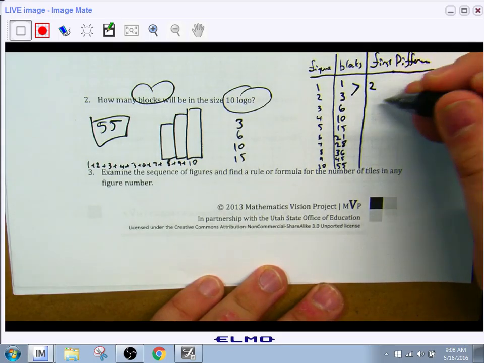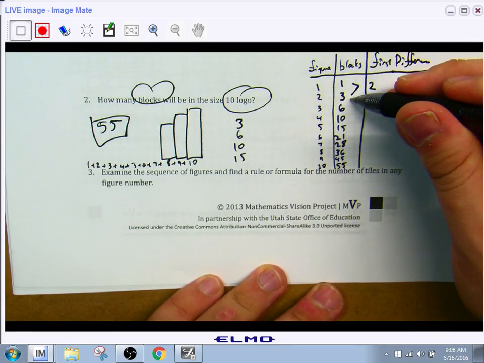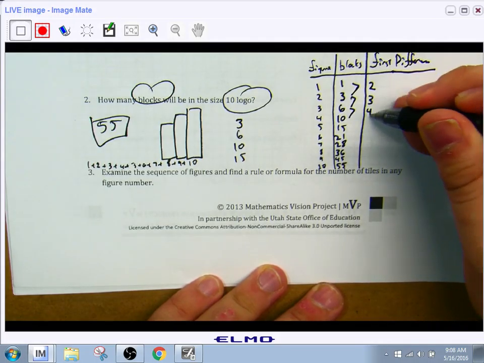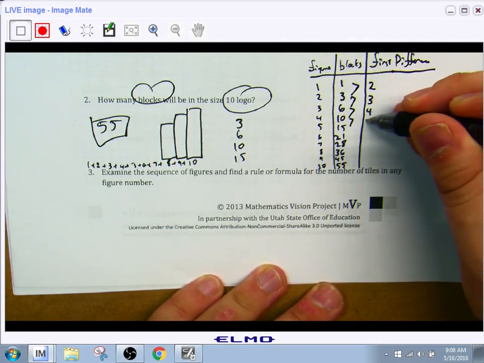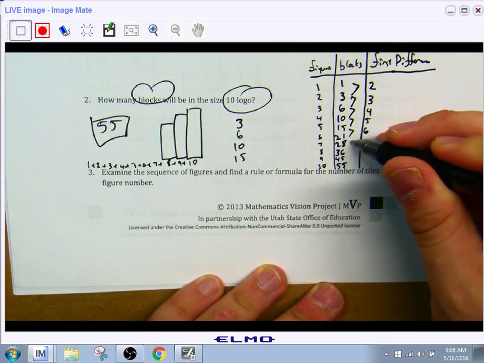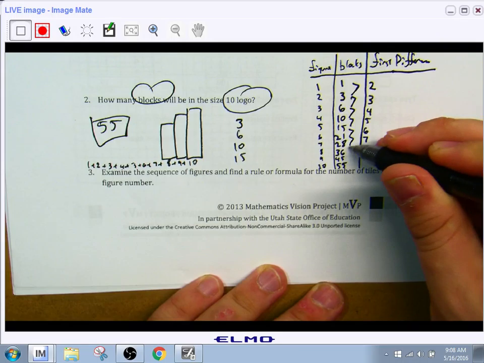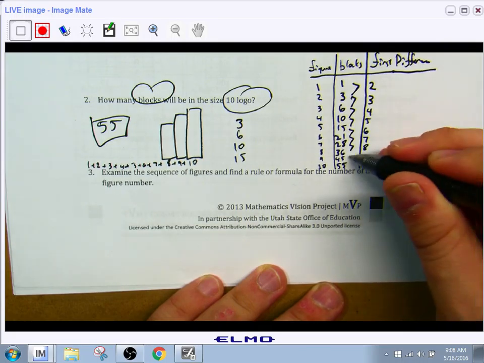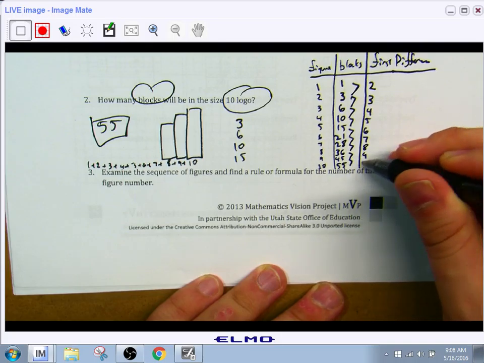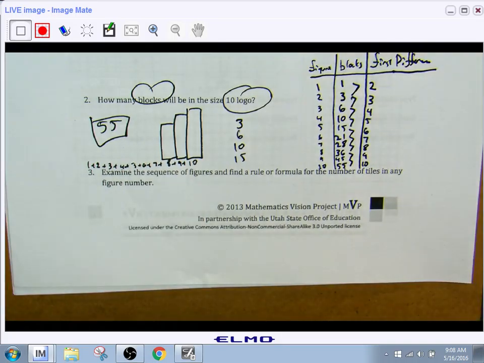2. Okay. What's the difference between 3 and 6? 3. 6 and 10? 5. And we begin to actually see a pattern in our differences. Right? Now, this is not an arithmetic function. It's not going up by a common difference, right?